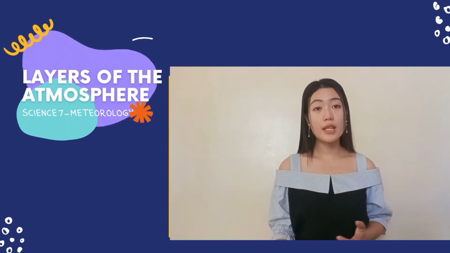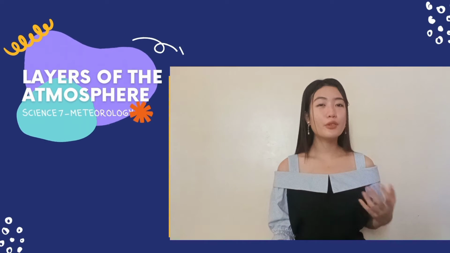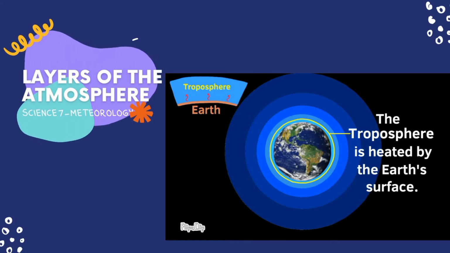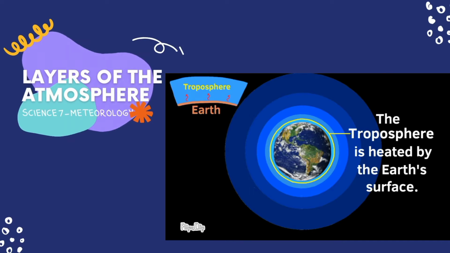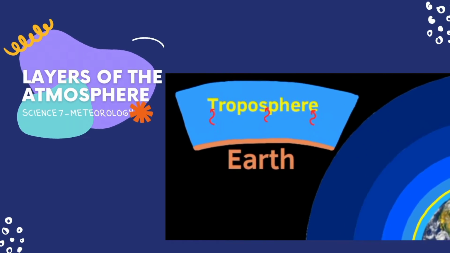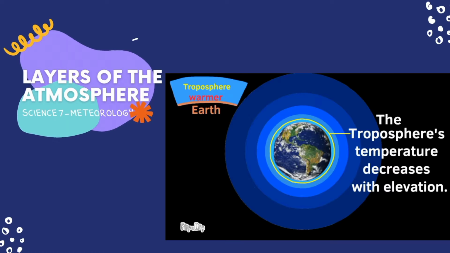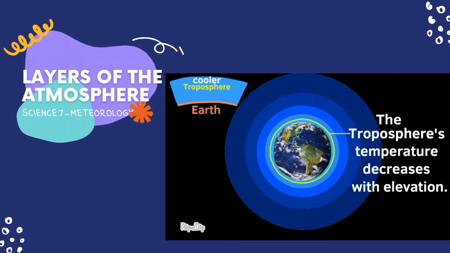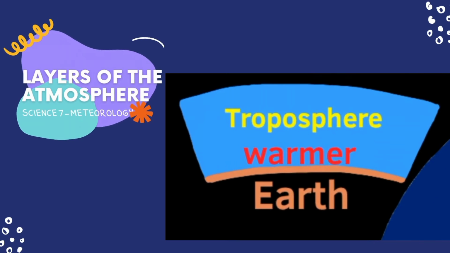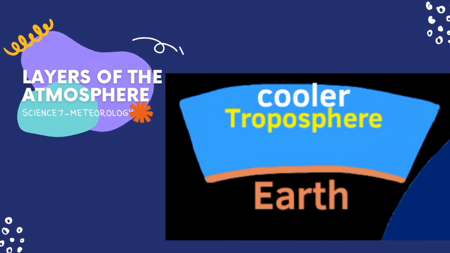Let's go to the first layer closest to the Earth, the troposphere. The prefix tropo means change. The troposphere is heated by the Earth's surface. The Earth is like a giant heater, warming the air in the troposphere. The troposphere's temperature decreases with elevation, so the air closest to the Earth is warmer, and the air farther from the Earth's surface is cooler.